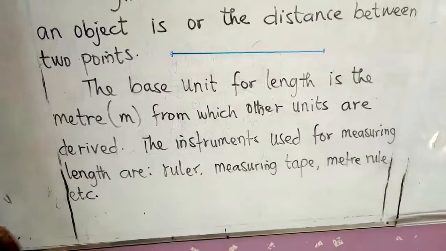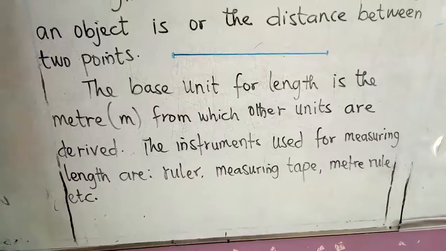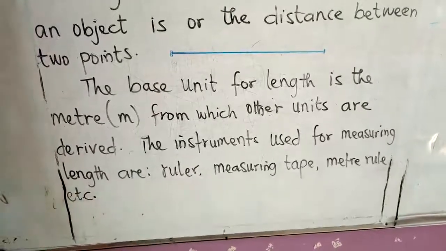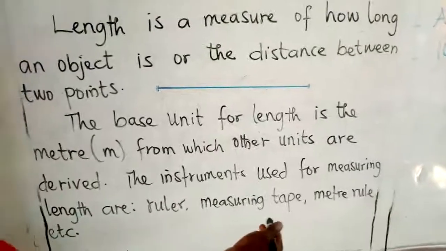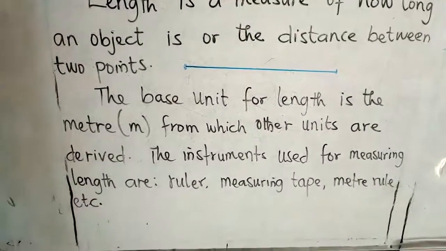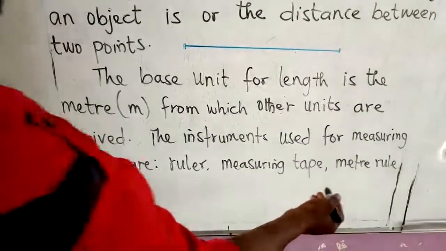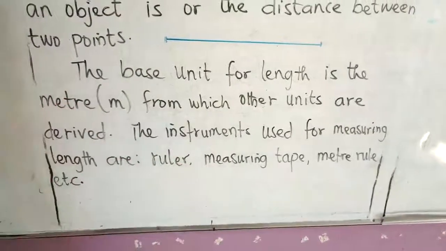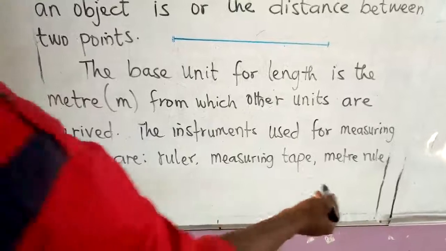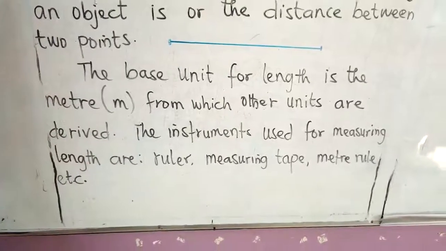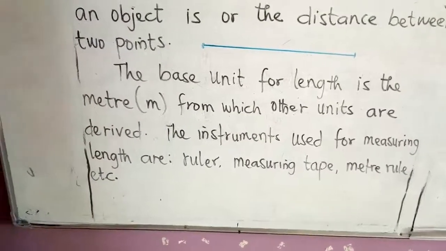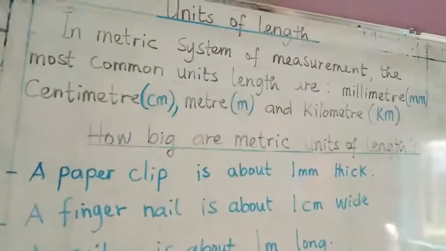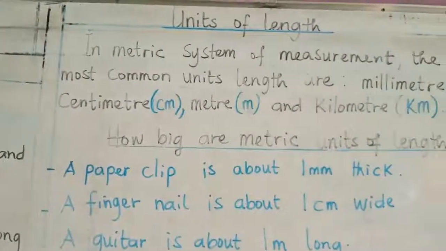Now, the instruments used for measuring length are, in the classroom, we use ruler. We have what we call measuring tape. We have what we call meter rule. We have this in the laboratory. If you go to chemistry or physics lab, you see what we call meter rule. We have other instruments for measuring length, but these are just a few ones we have here: ruler, measuring tape, and meter rule.